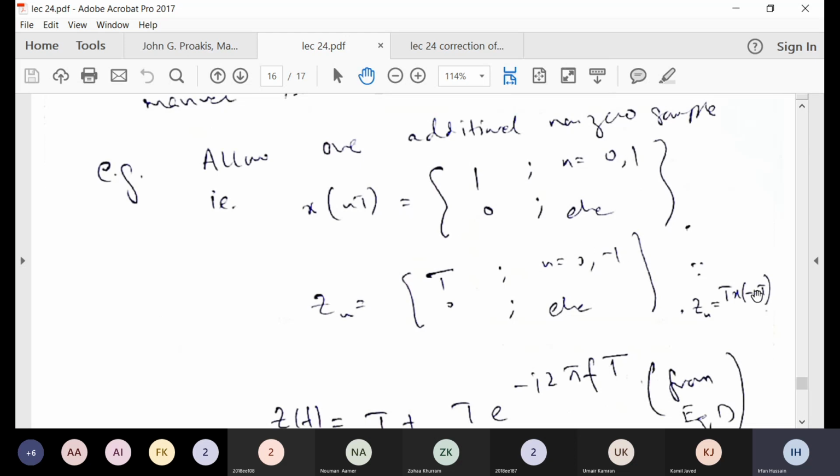So once n is equal to minus 1, minus minus becomes plus 1, so at plus 1 it will be existing. So you will get this T value. It will be 0 elsewhere, but there will be two values, 0 and minus 1, where z of n will be equal to T.